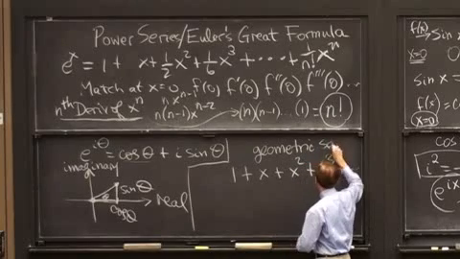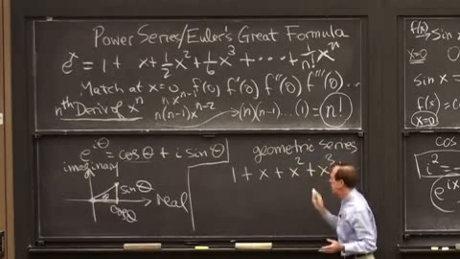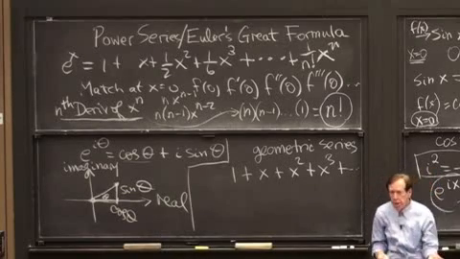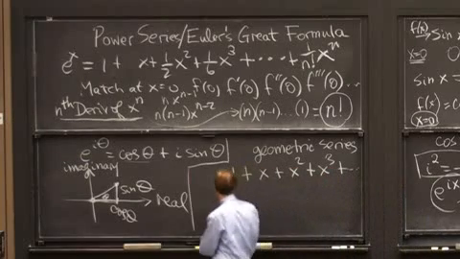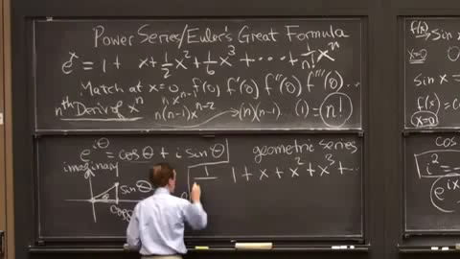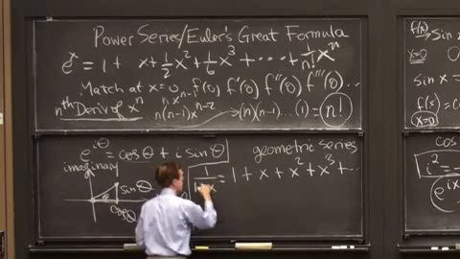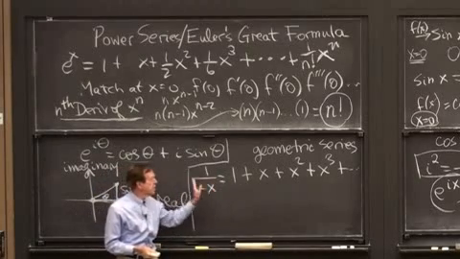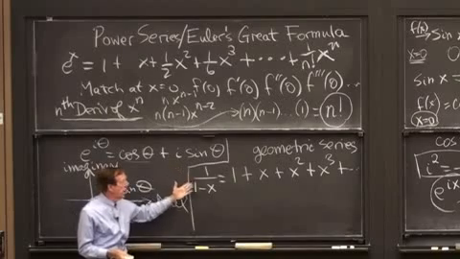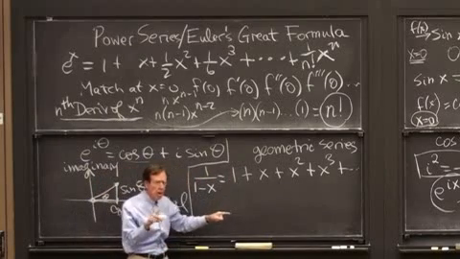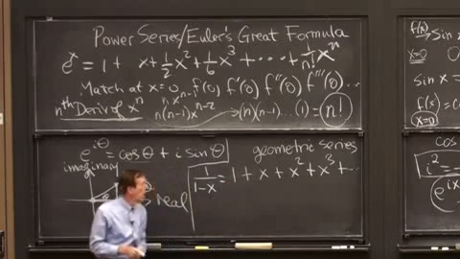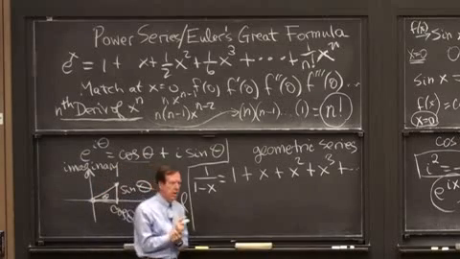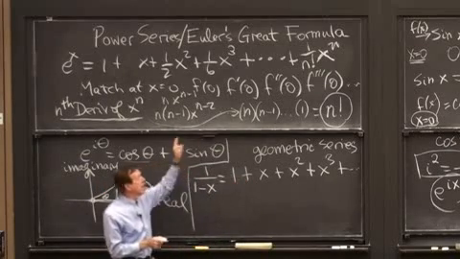So that's a Taylor series, that's a power series, and the function it comes from happens to be 1 over 1 minus x. That's the function, and you'll see why. If you multiply both sides by 1 minus x, everything will cancel except the 1. So that's it.